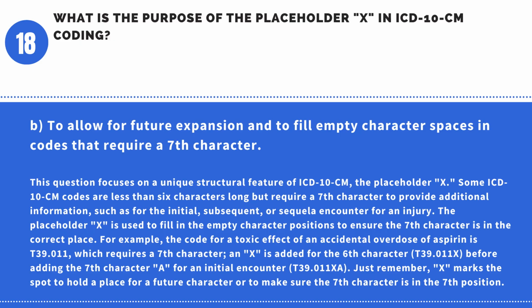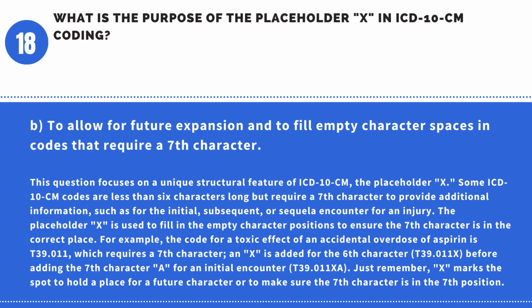Answer, B. To allow for future expansion and to fill empty character spaces in codes that require a seventh character. This question focuses on a unique structural feature of ICD-10-CM, the placeholder X. Some ICD-10-CM codes are less than 6 characters long but require a 7th character to provide additional information, such as for the initial, subsequent, or sequela encounter for an injury. The placeholder X is used to fill in the empty character positions to ensure the 7th character is in the correct place.